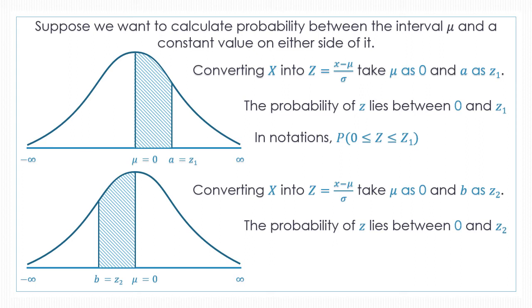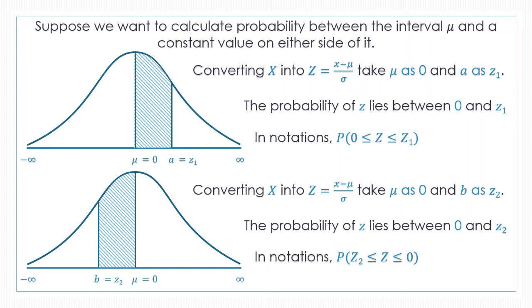So right now our probability is z lies between 0 and z2, but which is the lesser value between z2 and 0? Naturally z2 is the lesser value, 0 is the greater value here, because z2 is a negative value and 0 is at the center. So when we write down the notation, always start with the lesser value. So right now z2 is less than z is less than 0. That means we have to find the probability where z lies between z2 and 0.